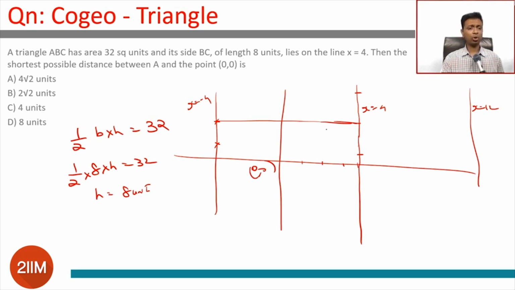The shortest possible distance between A and the point 0, 0. This is the point 0, 0. A can lie anywhere here or anywhere here. So for the shortest possible distance, A should be here on this line. This distance is 4 units. Be done. A should be -4, 0. B and C could be any 2 points such that the distance is 8 units lying on the line x equal to 4. And very simple question, once you get a reasonable sense of the diagram, and choose the base to be BC.